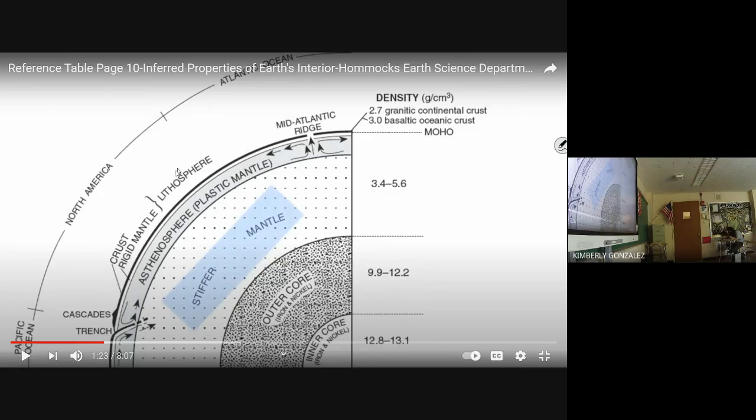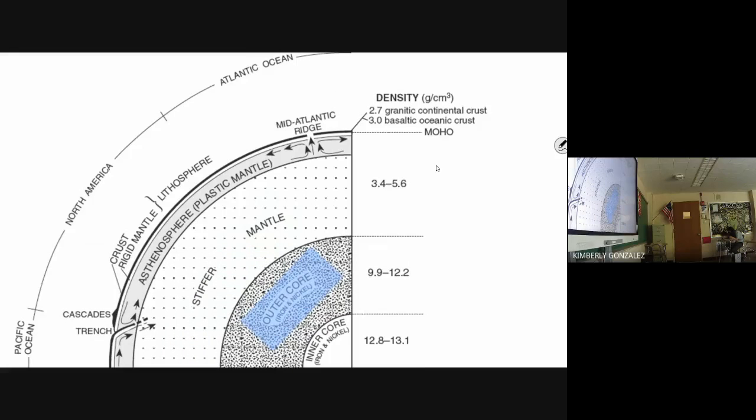Okay? You have the stiffer mantle. Below that, you have the outer core, made up of liquid iron and nickel. Below that, you have the inner core, made up of solid iron and nickel. Now, you notice that each layer has its own individual pattern.